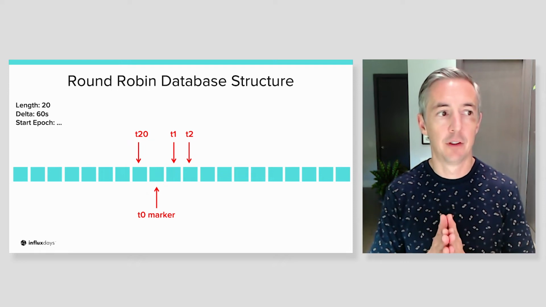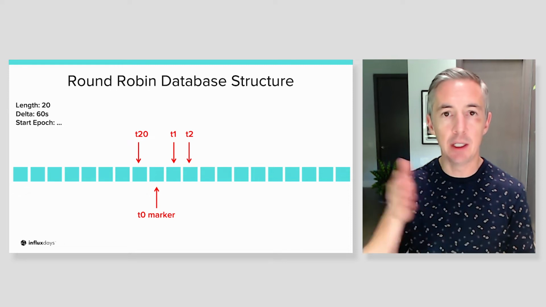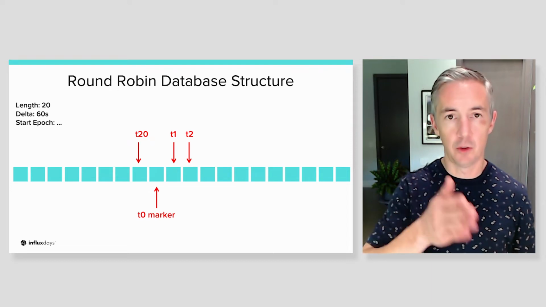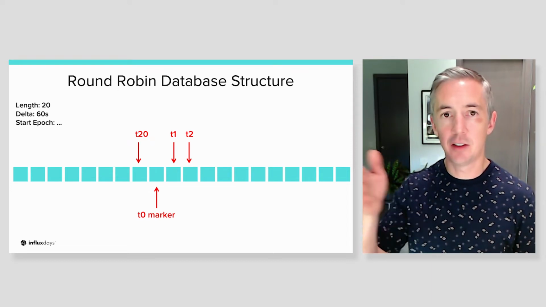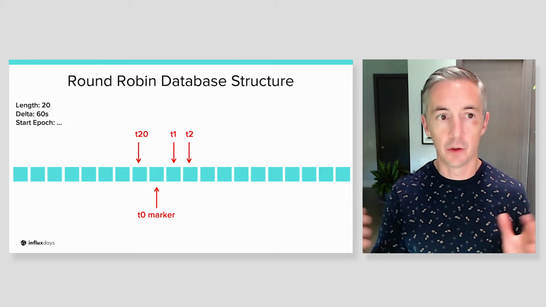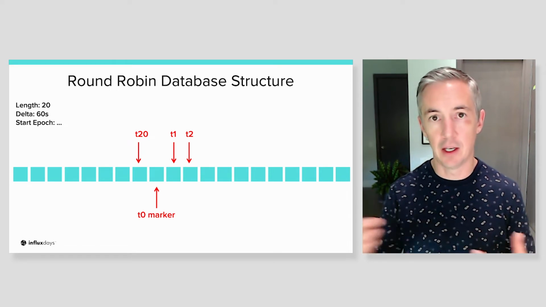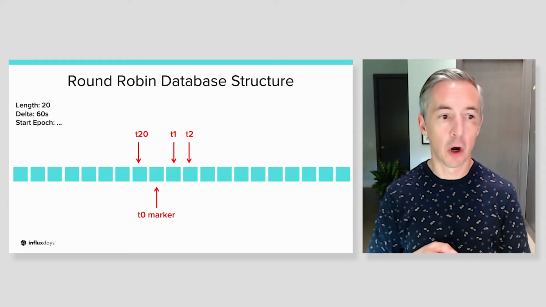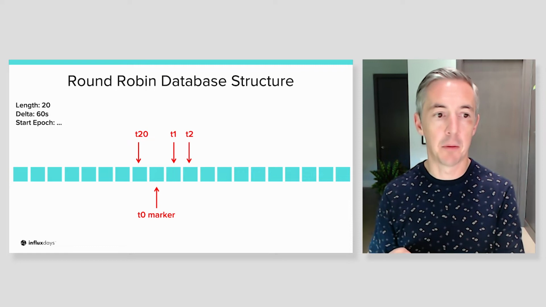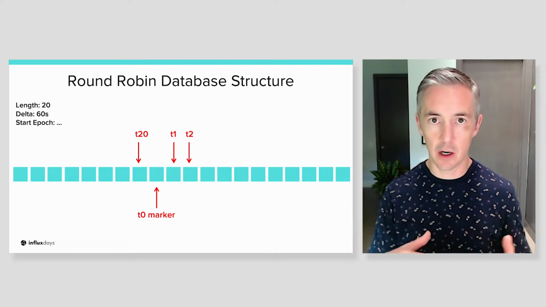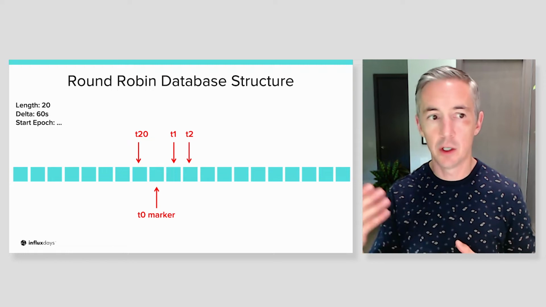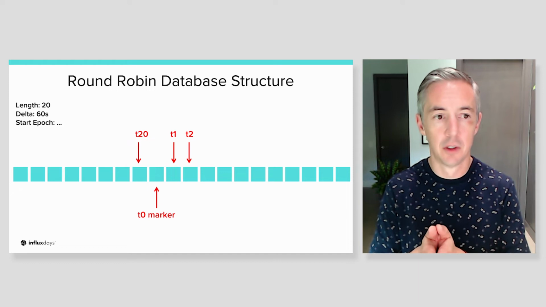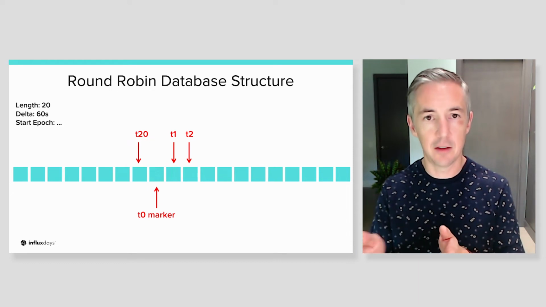And then what you have is a delta of time between each of those boxes. Here, I've said we have 60 seconds. So when you move from one box to another, 60 seconds of time has elapsed. To know the time that any of those values occurred, you'll need the starting epoch and the actual marker for where the starting epoch is. So here we have the arrows, T0, T1, T2, and then T20. T0 is essentially where the start epoch is. T1 is start epoch plus 60 seconds.